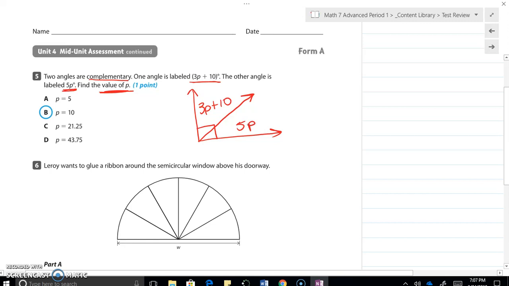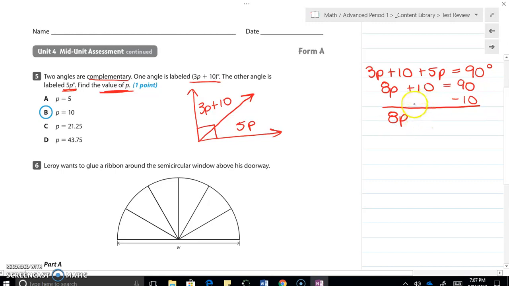So let's go ahead and try solving this problem using some algebra. So let's set up our equation. 3p plus 10 plus 5p equals 90 degrees. 3p plus 5p is 8p. I'm going to subtract 10 on both sides. And then divide by 8. P is equal to 10. And that is the answer for number 5.